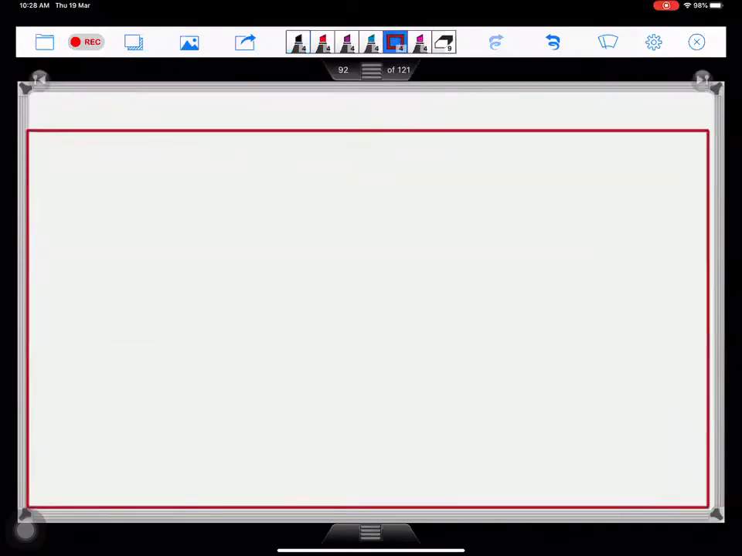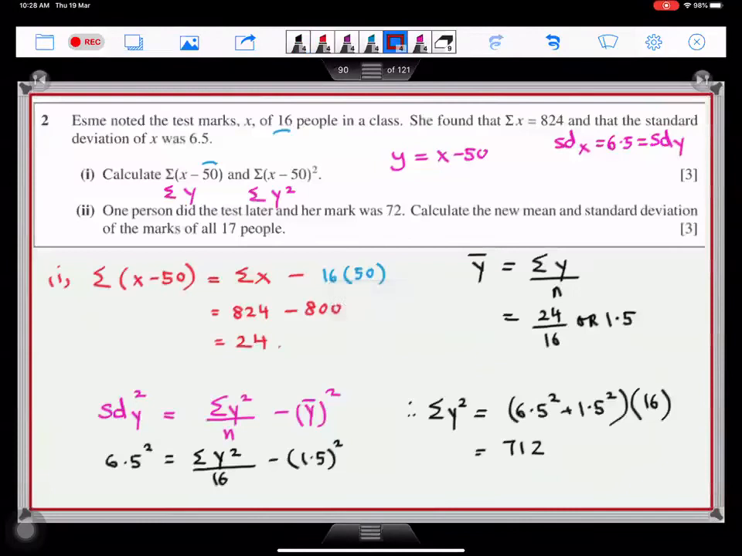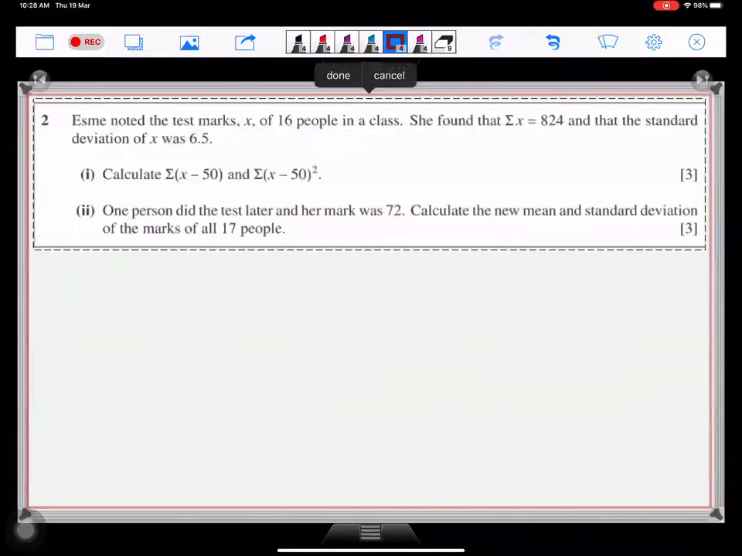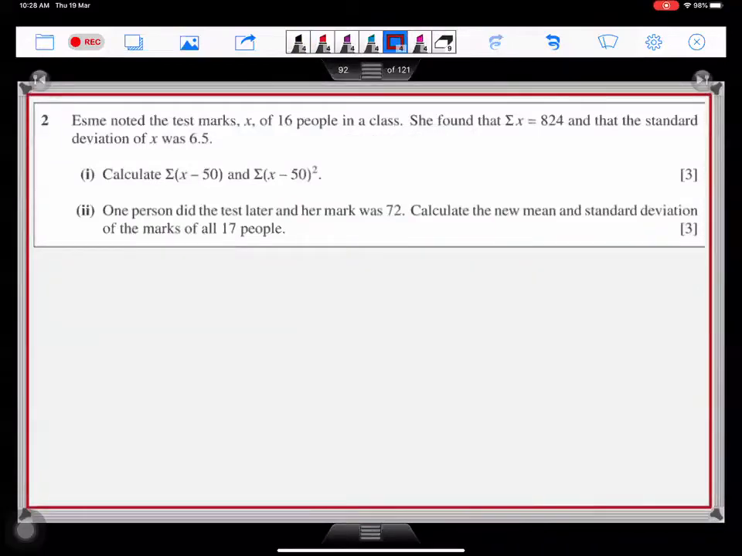Now let's move to the third part. It says that one person did the test later and then her mark was 72. Calculate the new mean and standard deviation. Sigma x for 16 people was 824. Sigma x for 17 people would be 824 plus 72. That is one working that I need to do. So 824 plus 72, that is 896.